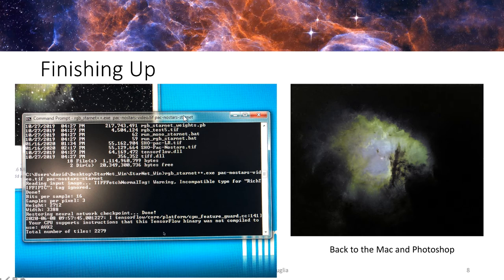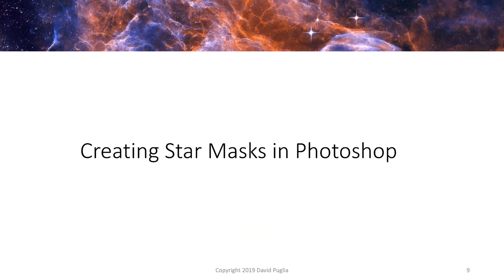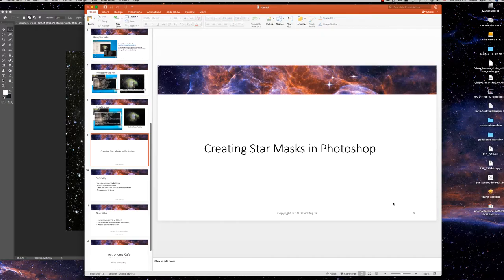And here it is. It's finished. It takes about 15 minutes to run, maybe 20. And then you end up with this file. So now we're going to go back to the Mac and Photoshop and show you how to process that. We're going to create a star mask now in Photoshop. So here is Photoshop.